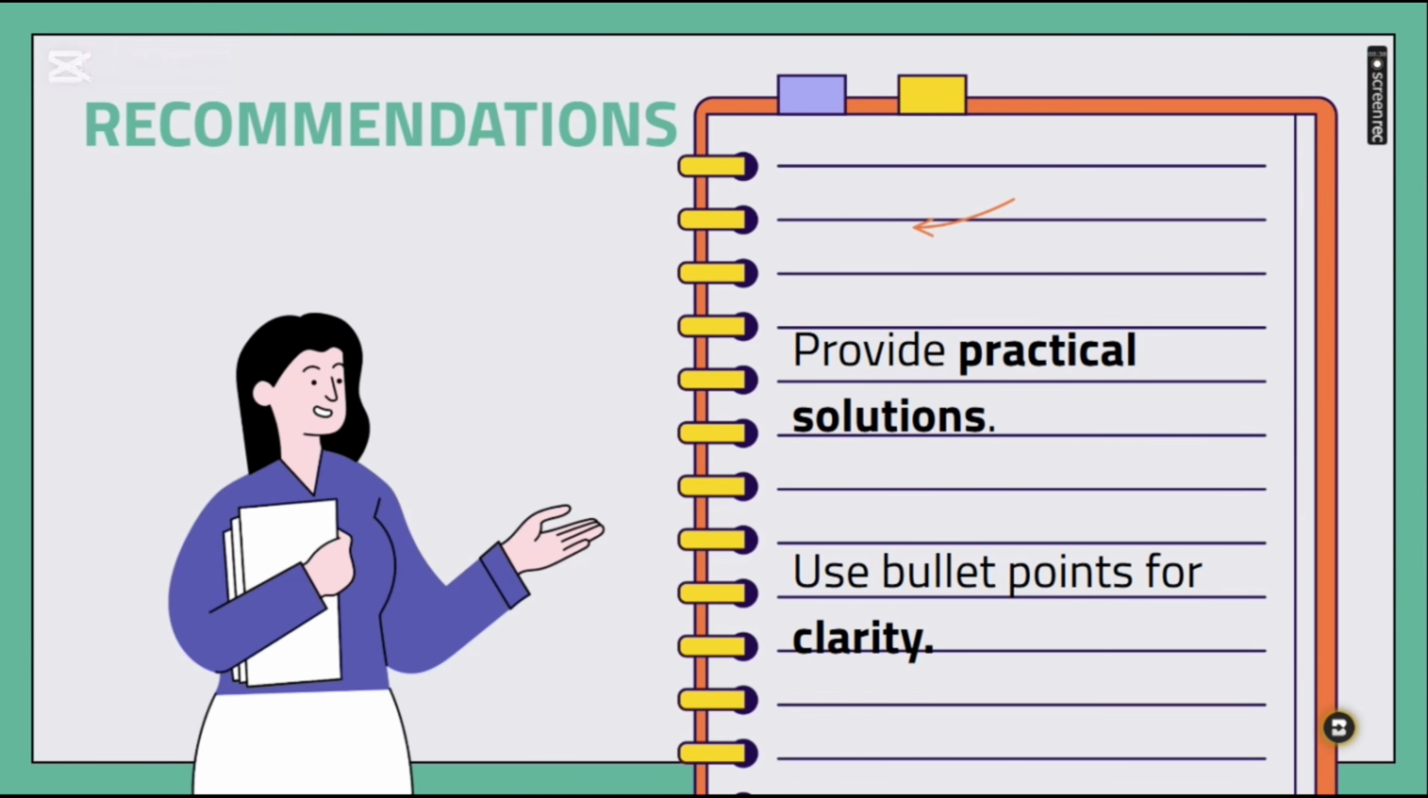Once you are done with the conclusion, then comes the recommendations or the suggestions. You have to recommend or suggest some solutions to solve these problems. You have to provide a practical solution, and to make it clear, you can use bullet points. So for the issue of the canteen, you can suggest that regular cleaning of the canteen is required, addition of healthy food options is required, and fair pricing of food items must be done.